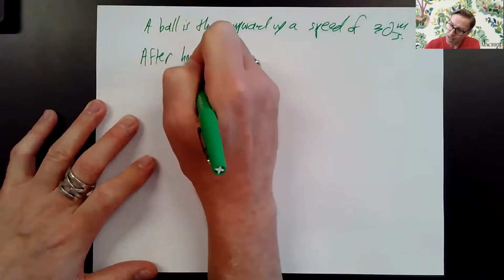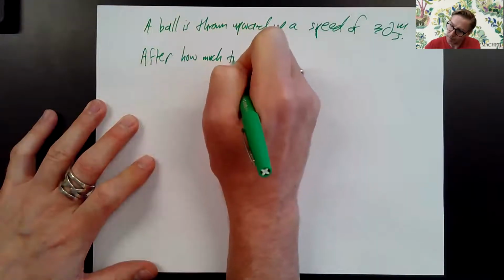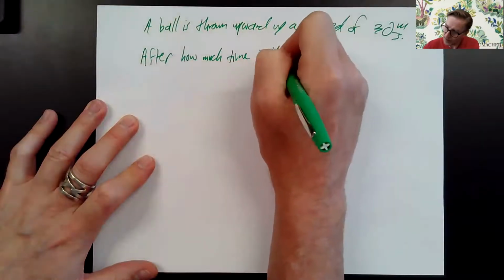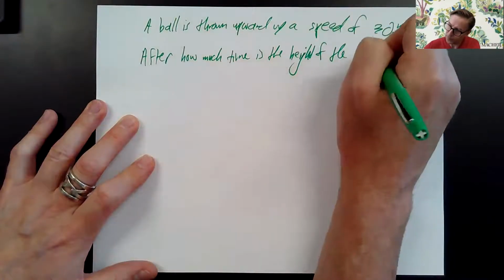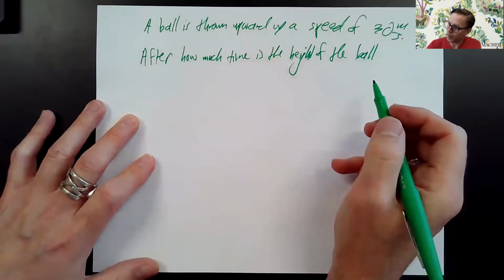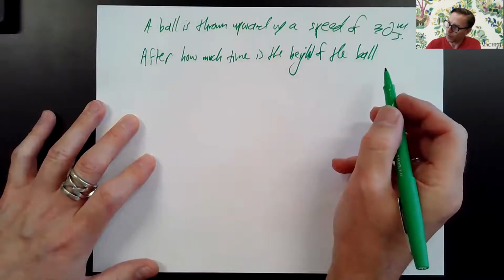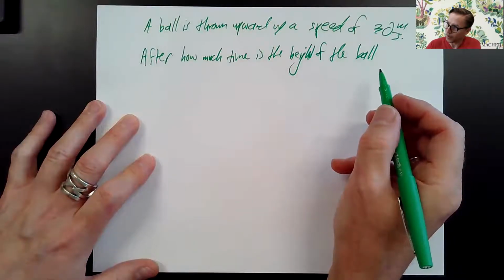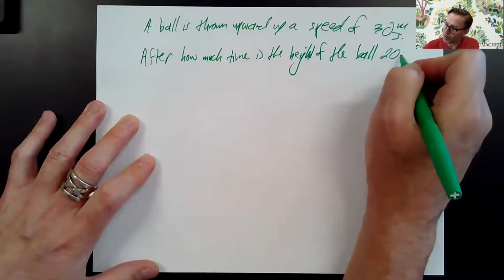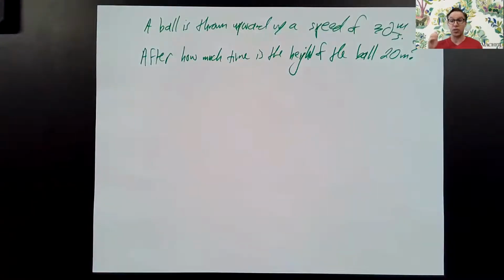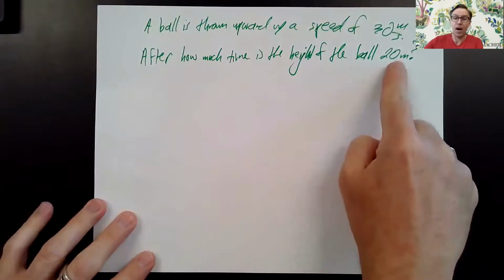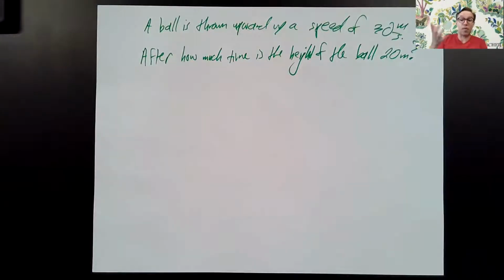after how much time is the height of the ball 20 meters? So after how much time is the height of the ball 20 meters? And it's implied that that's 20 meters above where it starts, because we don't know how high it was at the beginning. So I want the ball to have risen 20 meters from the point of release.